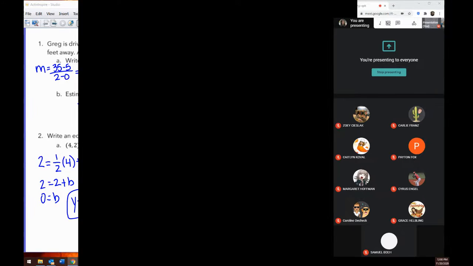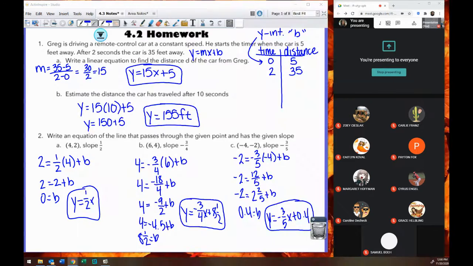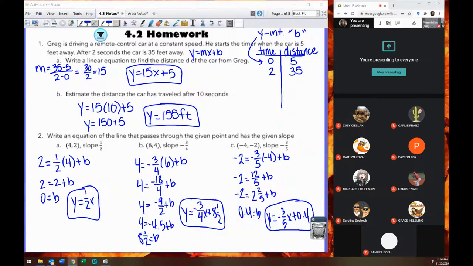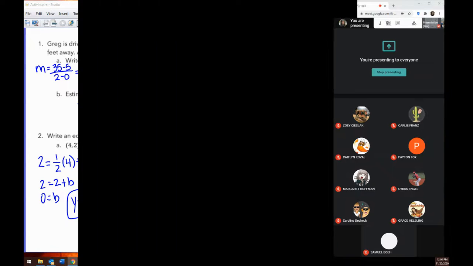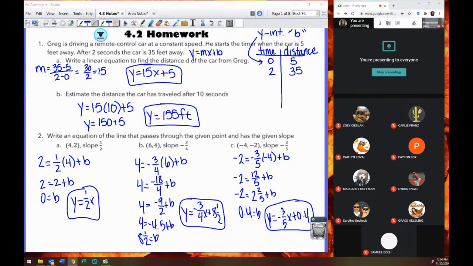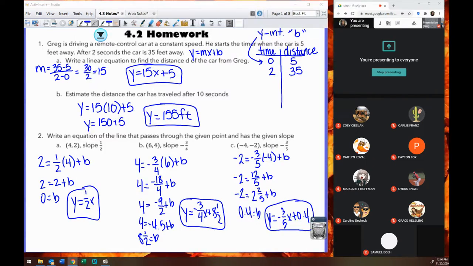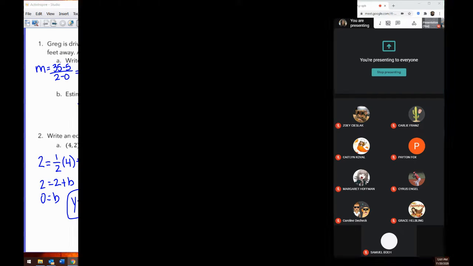Strategy for these is to make a table. So I took out what I knew in the problem. So he started the timer and the car was 5 feet away. So at time 0 it was 5. At time 2 it was 35 feet away. Once you organize it into a table, you can find the slope. So I did that and found that the slope was 15. And then for part B, I did the strategy we did yesterday where we plugged everything in to write the whole equation. And then after 10 seconds, I plugged that into my equation to figure it out.